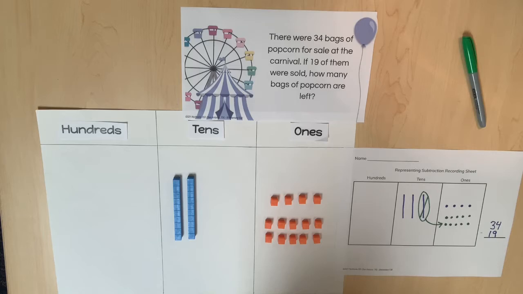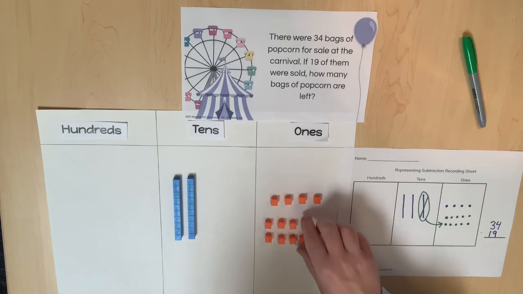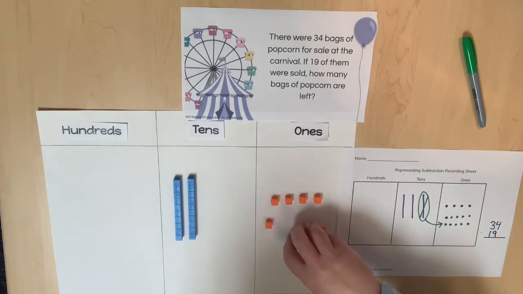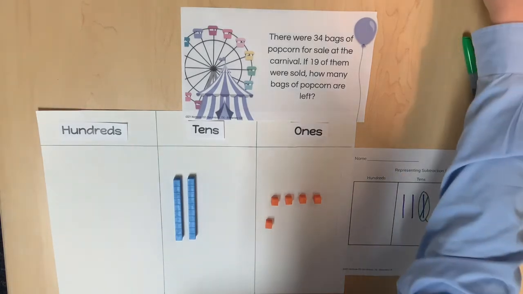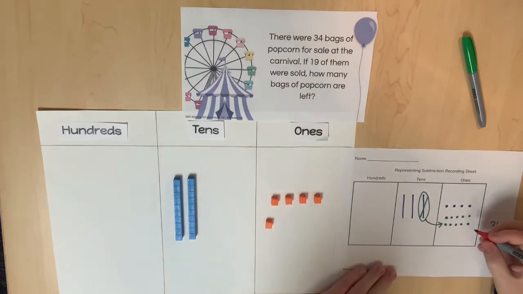Ask students, look at the number of ones after we regrouped. Can we separate 9 from 14? Yes, because there are enough. Model how to separate 9 ones from 14 ones using base 10 blocks, and record this on your pictorial representation by crossing out the 9 that were separated.